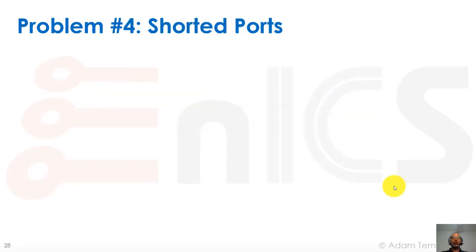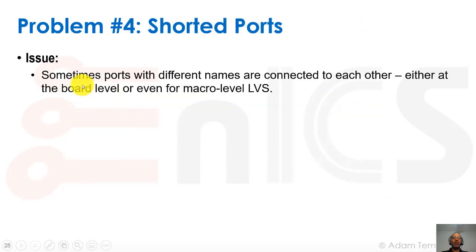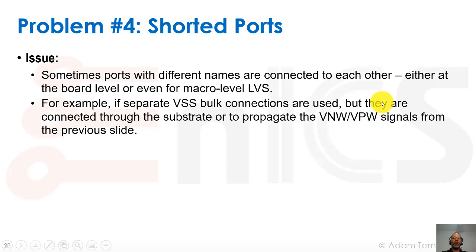Problem number 4, shorted ports. Okay, so I mentioned this before. Sometimes ports with different names are connected to each other, either at the board level or even for macro level LVS. For example, if we have a separate VSS bulk connection, but they're connected through the substrate to propagate VNW, VPW signals from the previous slide. Okay, so this is something that is sometimes done.